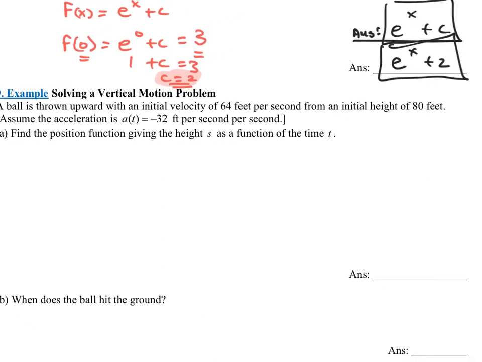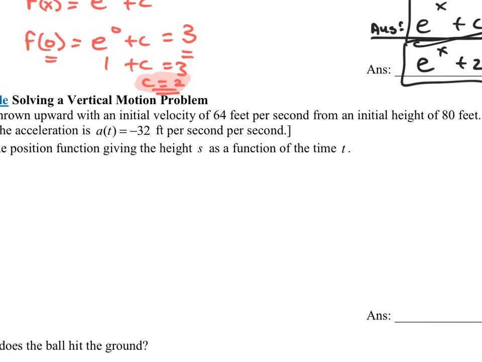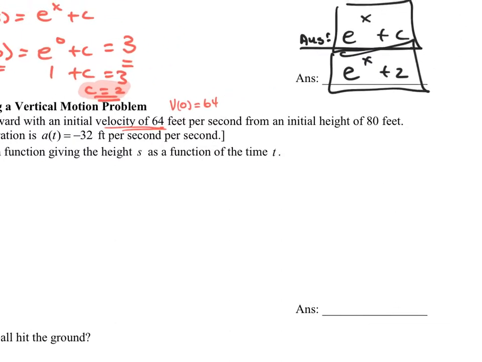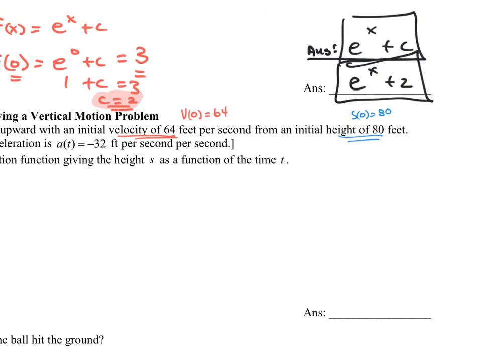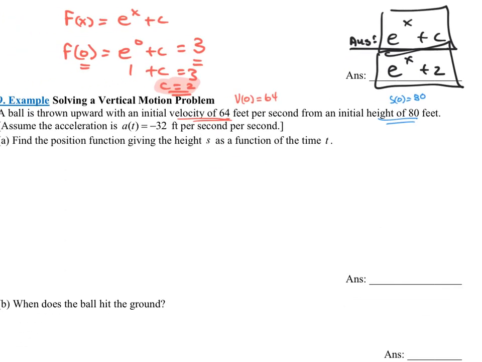It says a ball thrown upward has an initial velocity of 64 feet per second. So what does that tell me? An initial velocity of 64 feet per second tells me that v of 0 equals 64. The initial velocity, so the velocity at 0 seconds equals 64. And the next one says has an initial height of 80 feet. So what does that tell me? Initial height of 80 feet tells me that s of 0 has to equal 80. So that's two given bits of information, two initial conditions that I need to know.